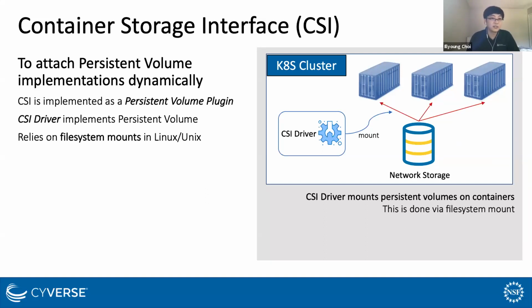Container storage interface, we call CSI, is a solution for this limitation. CSI is an interface to attach persistent volume implementations dynamically. CSI is implemented as a persistent volume plugin, and CSI driver implements persistent volume. This is a little confusing, but CSI driver implements the CSI, the interface itself, and then provides persistent volume to users. So adding a support for a new storage is done by implementing a new CSI driver. Same as persistent volume plugin, CSI also uses file system mounts in Linux and Unix to access persistent volume.